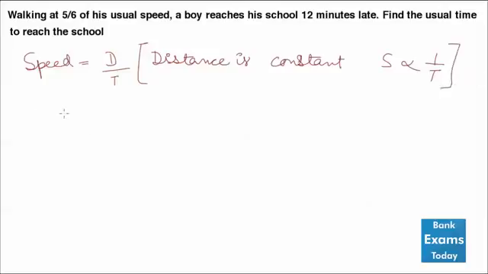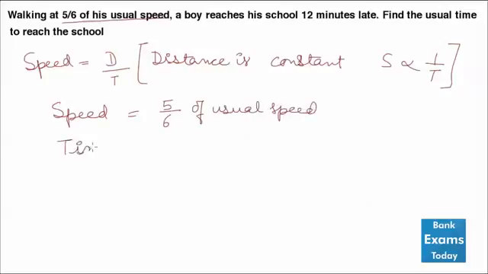So here, what is the speed? The speed at which the boy is going is 5/6 of the usual speed. And the time taken: give a look to this formula. The speed is inversely proportionate to time taken. So if the speed is 5/6 of usual speed, the time taken will be 6/5 of usual time taken.